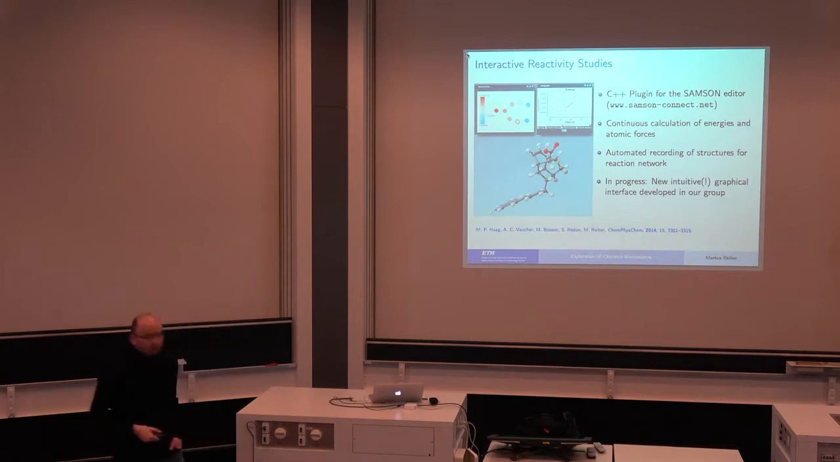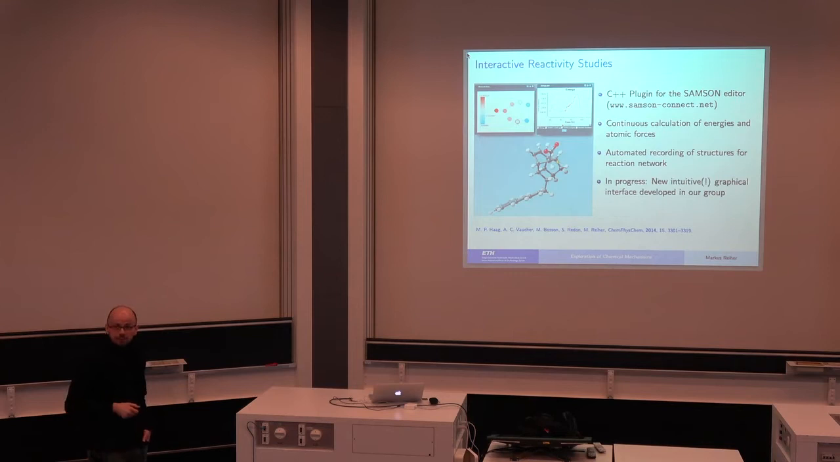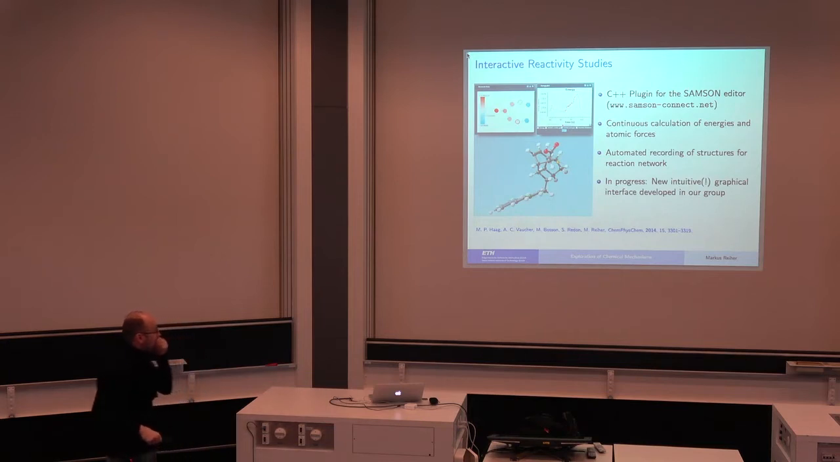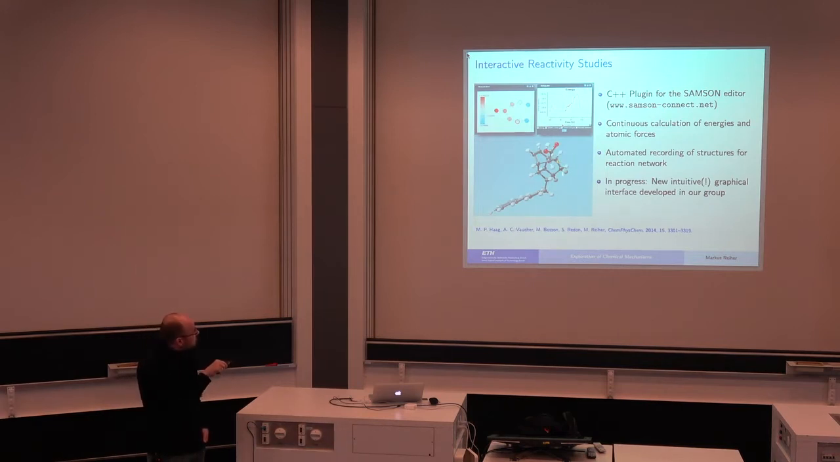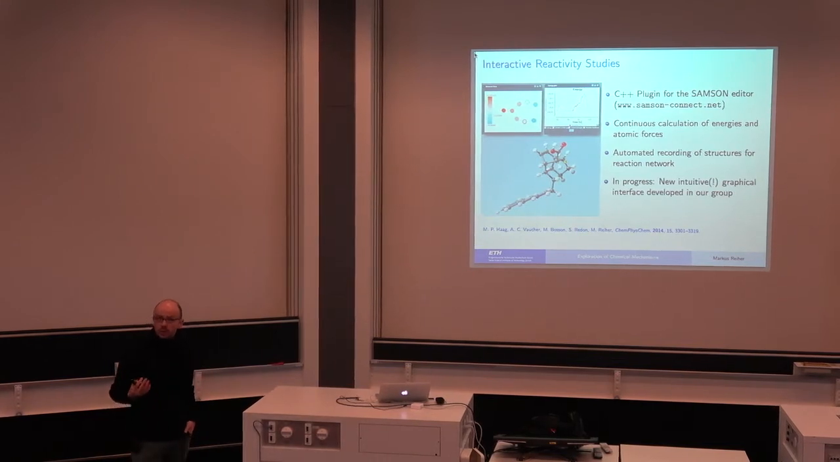We have implemented this for interactive reactivity studies as an API to the Samson editor, which is actually developed by a group in Grenoble. And so in this molecule editor, you can load in our program and do the exploration. So you see an example, this is actually a screenshot. That's a molecule, an organic system, which undergoes 3 consecutive electrocyclic reactions that you can study in real time. That's one of our demonstration examples. And all the stationary points that you encounter are stored into a reaction network automatically, so that you can go back to the structures that you visited. It's basically a way to do some really quick exploration.